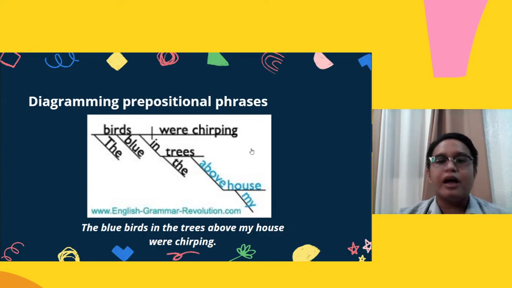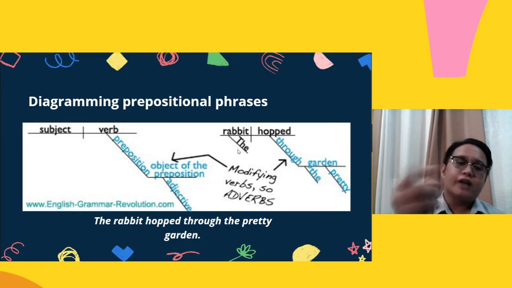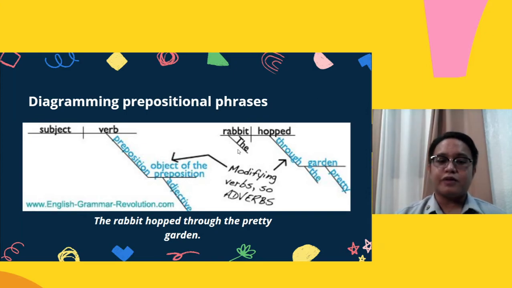Okay? Now let's try. The rabbit hopped through the pretty garden. So we have, okay, we analyze. So set of prepositional phrases in parentheses, diba? So we have through the pretty garden.